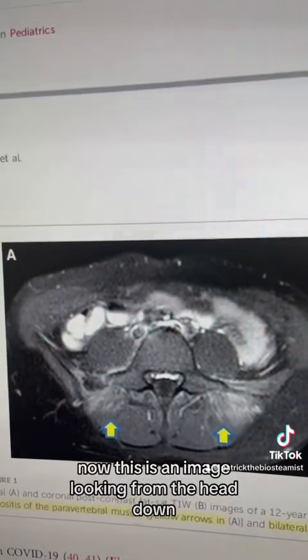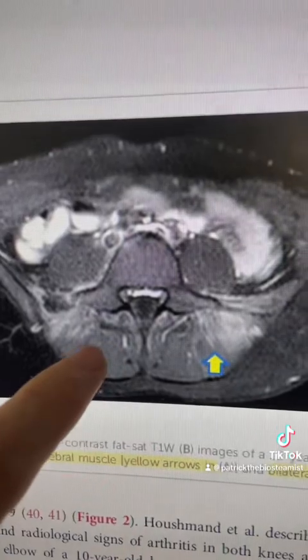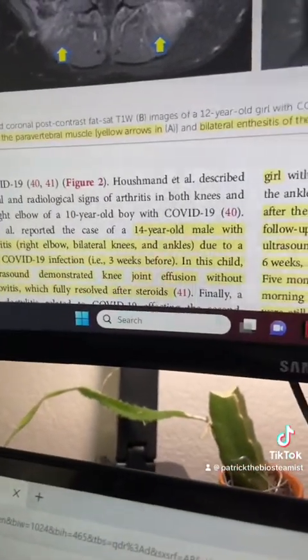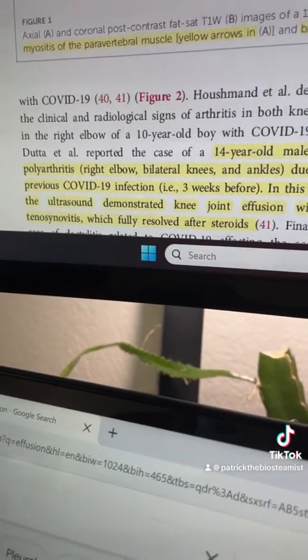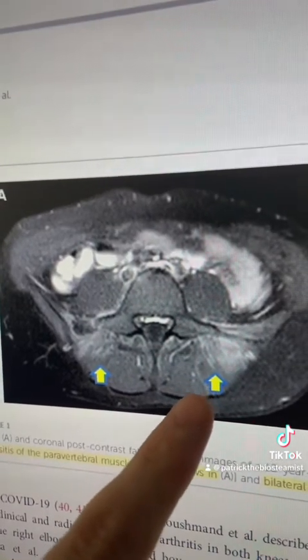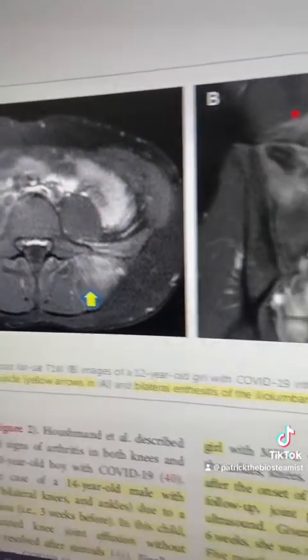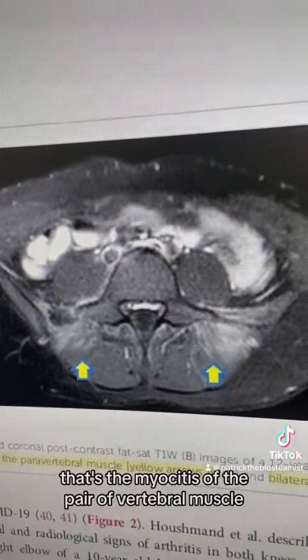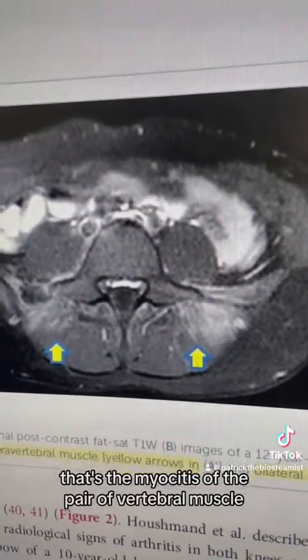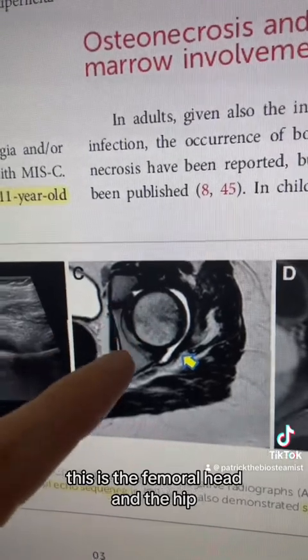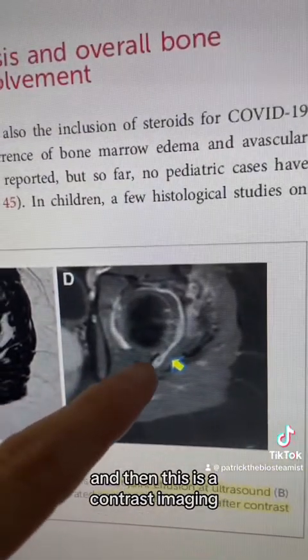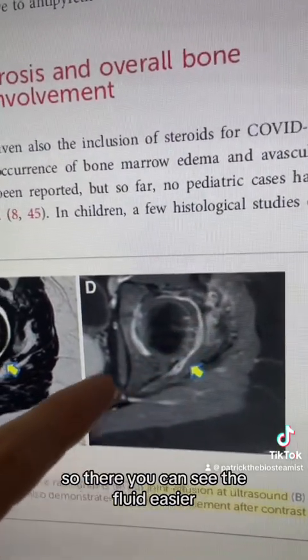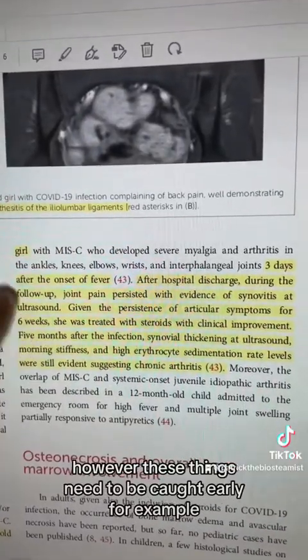Now, this is an image looking from the head down. That's the myositis of the paravertebral muscle. And then for the joint effusion, this is the femoral head in the hip, and you can see the fluid surrounding it. And then this is a contrast image, so there you can see the fluid easier. However, these things need to be caught early.